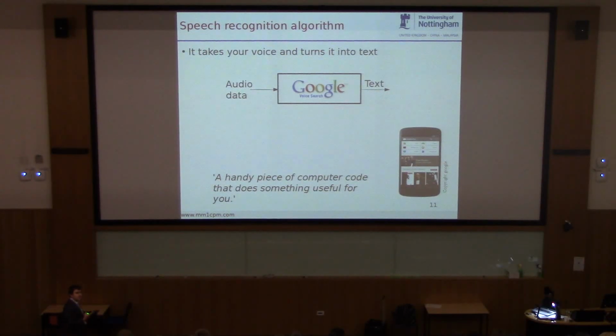How many of you have used Apple's Siri, where you speak into the phone and then it does something random? Or if you've got an Android phone, I think it's called Google Voice. That is driven by an algorithm. In Google Voice, there's a piece of code called an algorithm, and you give it speech, your voice, and it turns this into text, or tries to. So you put audio data into Google Voice Search or Siri, and it spits out text that is then Googled. That fits the definition quite well: a handy piece of code that does something useful for you.